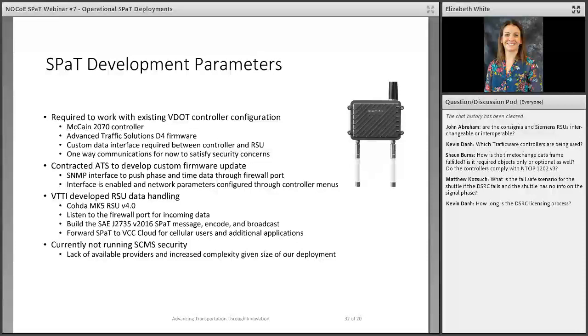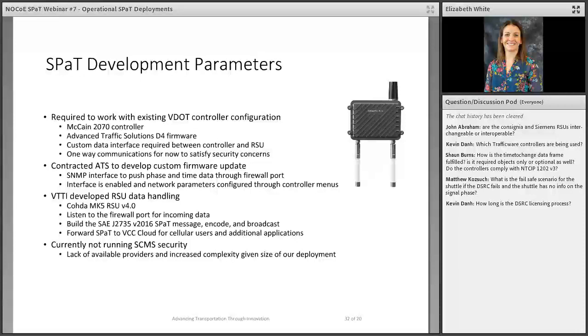We're not just broadcasting from the local intersections, we're also pushing the data back into the VCC cloud where we archive it and then also make it available for our cellular application users and any additional applications that may be available in the future that we may want to pick up on aggregate SPaT data.